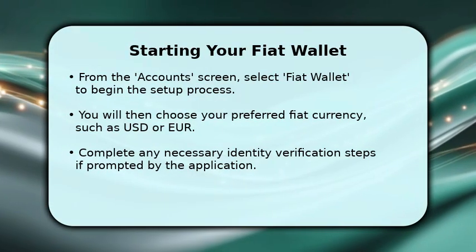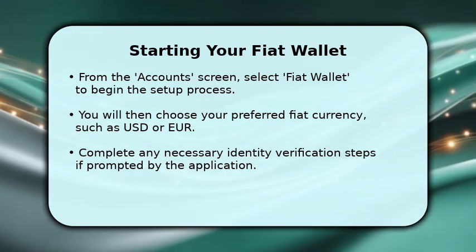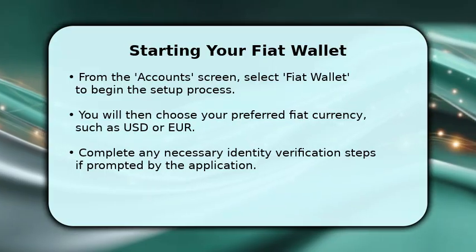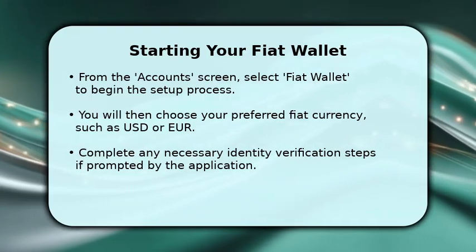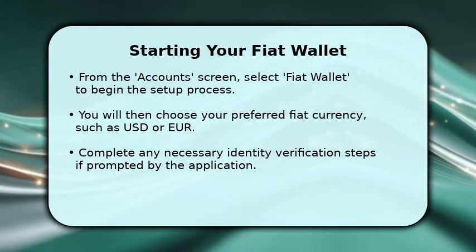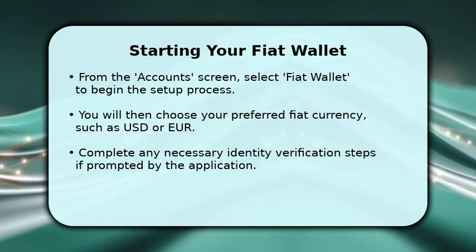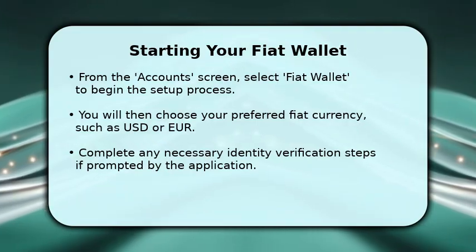To start, tap on the Accounts icon at the bottom of your screen, then select Fiat Wallet. Here, you will choose the specific currency you wish to use, like the US dollar or euro. The app will guide you through any required identity verification, which is a standard security measure to ensure your account's safety and compliance with financial regulations.